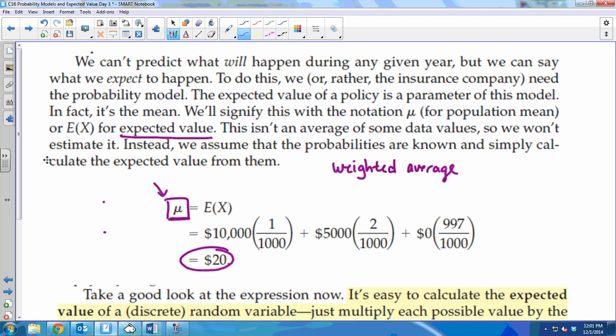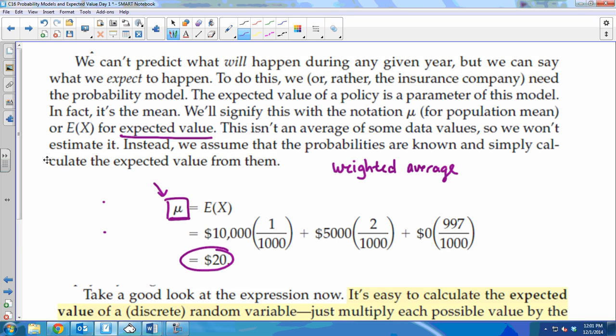So how much profit are they making on each person? $30, right? Can you actually get $20 from the insurance company each year? No. You're going to get $10,000, $5,000, or nothing. But on average, they're only paying out to you $20. So they're making a profit. That's why they can get away with only charging you $50. Does that make sense? It would be helpful to know those things, right?